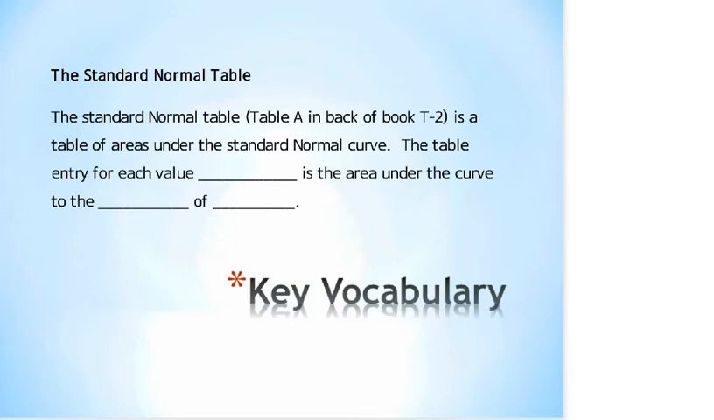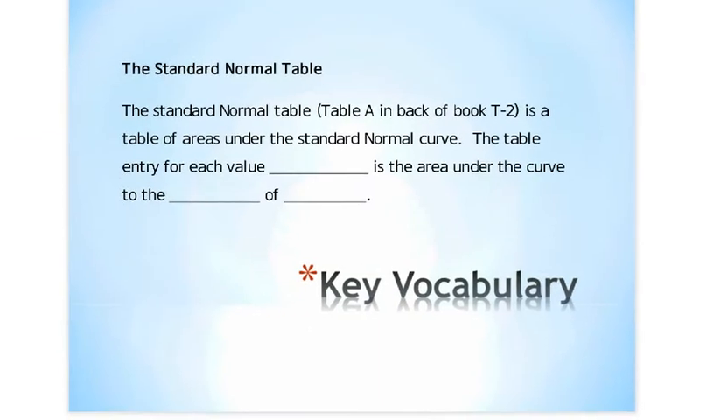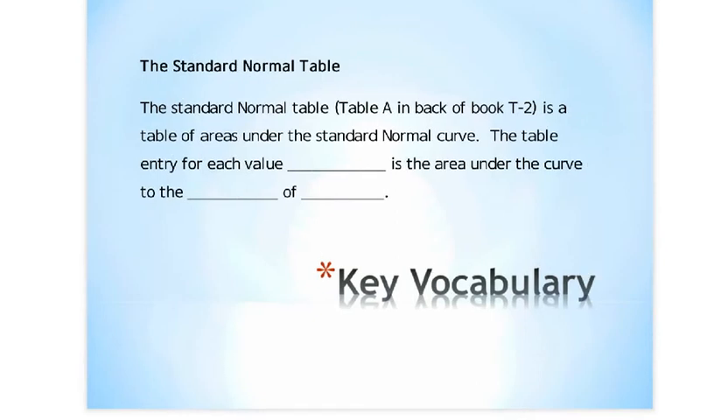Now another key vocabulary term is the standard normal table. The standard normal table is found in the back of your book. It's table A on page T2, and this is a table that we will be using. If I give you a test, I will have this table copied off for you, because you will need to know how to find the area under the standard normal curve with the table. In addition, on Thursday, I believe, we will be learning how to find the area under the standard normal curve by using our calculators. But first we have to use the table.